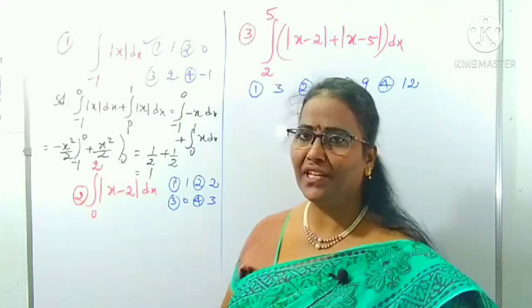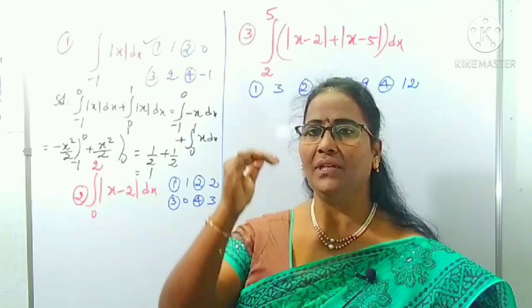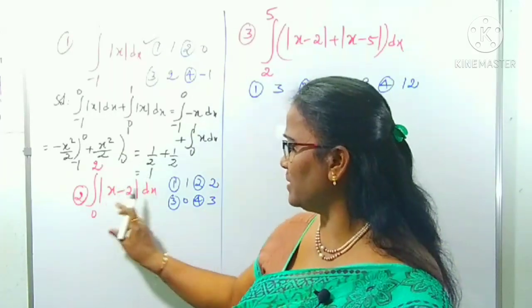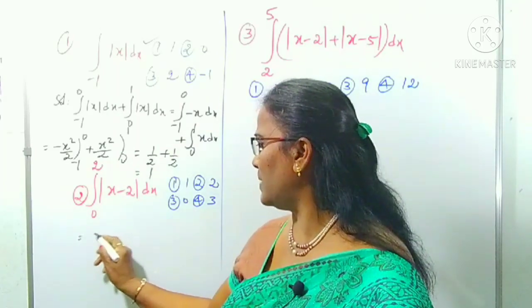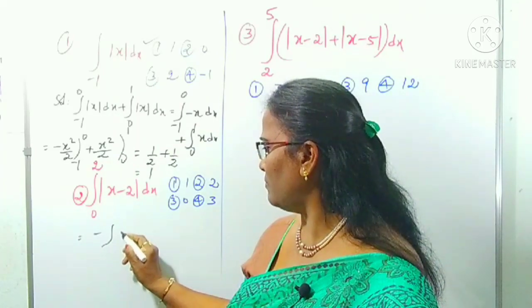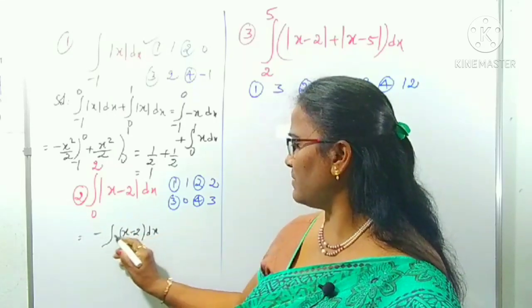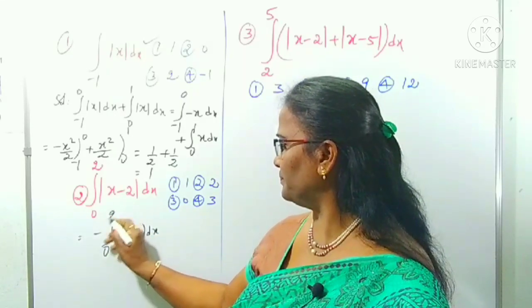From 0 to 2, what can you understand? From 0 to 2 is clearly less than 2. Less than 2 means what? This function becomes negative. That is, minus times of x minus 2. The negative I am taking outside. Minus times of x minus 2 between the limits 0 to 2.